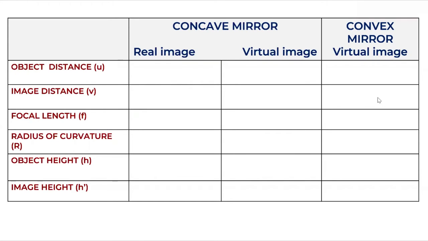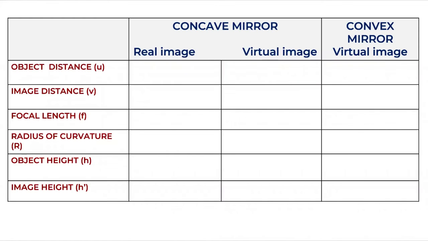What about convex? Both cases, positive, ma'am. Always positive. Convex mirror, it should be positive or negative? Where is the image formed? Positive. It is on the right hand side. Anything on the right hand side is positive. Left hand side is taken to be negative.